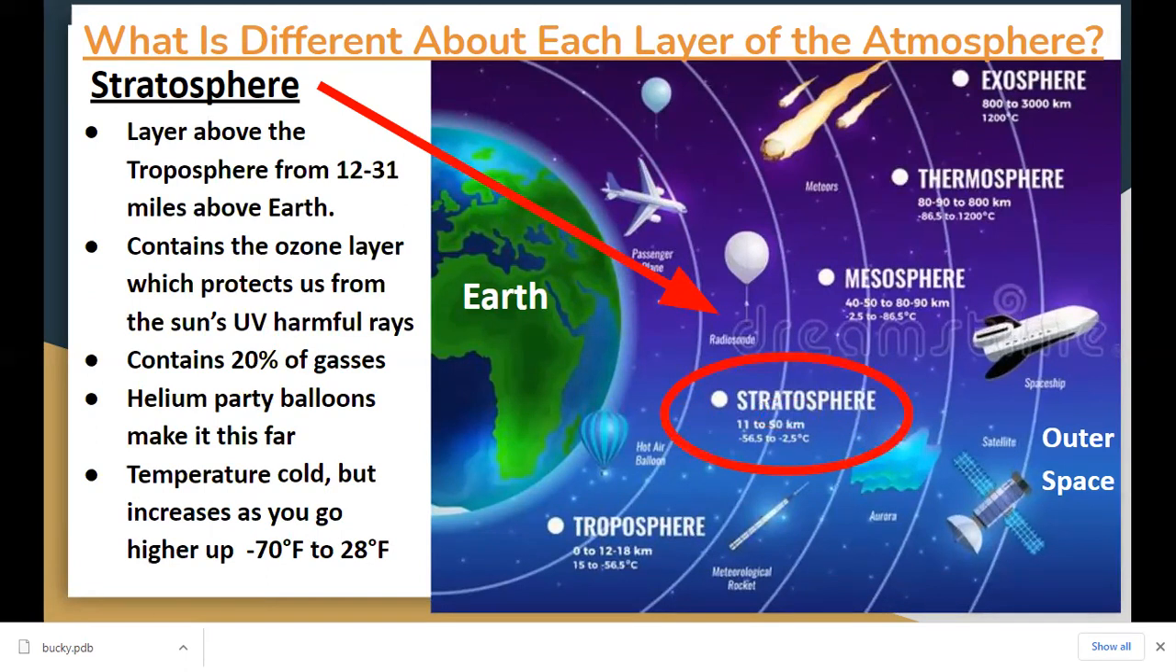Helium party balloons make it this far. So if you let go of one of your party balloons, or a little child lets go of their balloon and they cry because they see it going way, way, way up into the sky until they can't see it anymore, that balloon will actually go as high as the stratosphere. The stratosphere temperature is cold, but it also increases as you go higher. So it starts at negative 70 degrees, but it warms up to 28 degrees Fahrenheit towards the edge of the stratosphere.